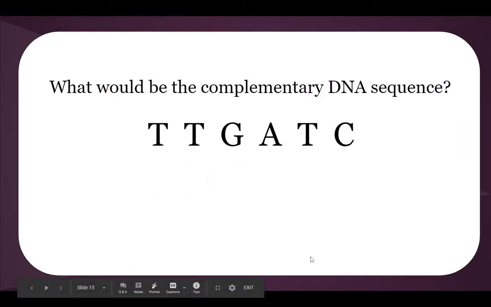How about this? If you had this on one side, TTGATC, what do you have on the other side?